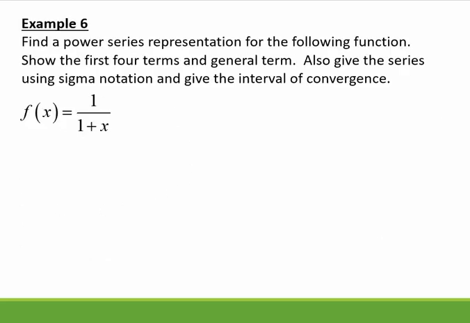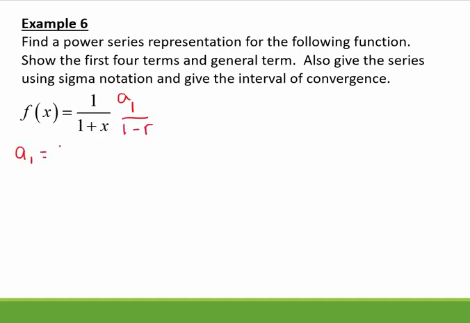So find a power series representation of the following function. Show the first four terms and the general term also give the series using sigma notation, give the interval of convergence. Okay, what you should recognize right away, that this is some form of a geometric series. Meaning, you remember the sum, this is the first term on the top, and then on the bottom, we have 1 minus the ratio.